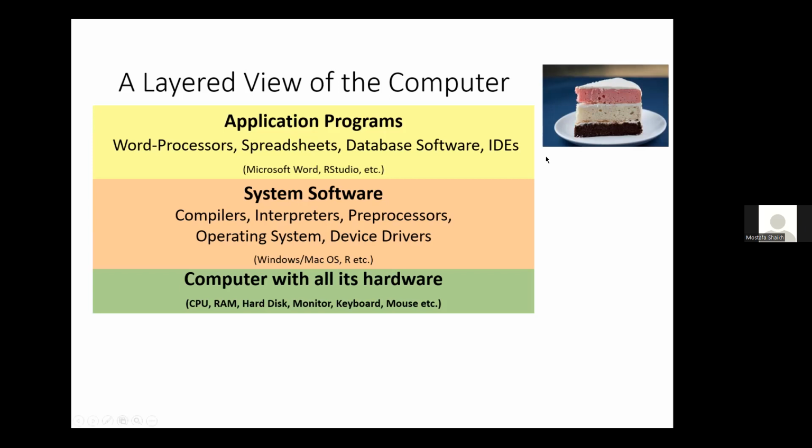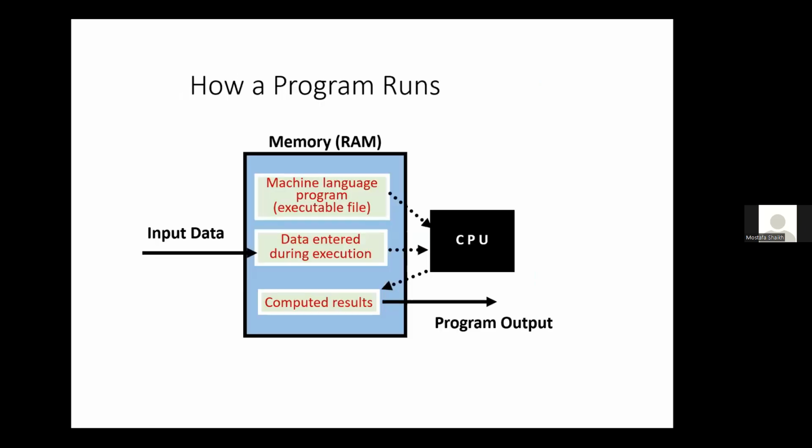Then application software is our RStudio. We will be using RStudio to load R and write our program. Think about Microsoft Word. It is an application, right? It is running on a Windows operating system, and the Windows operating system is running on your hardware. So this is a very simplistic view of how the computer system works, and how our program will be working.